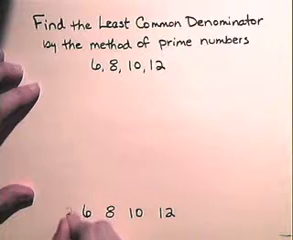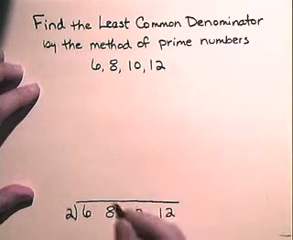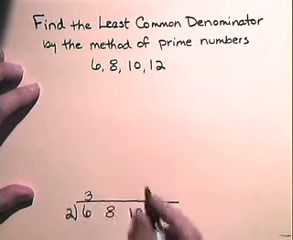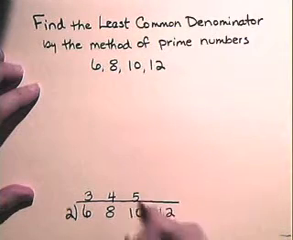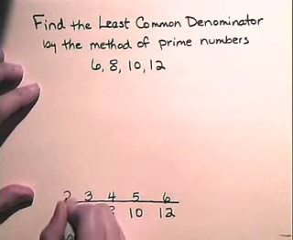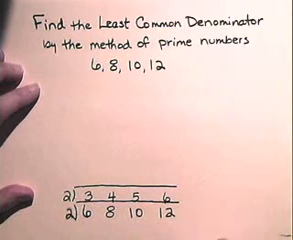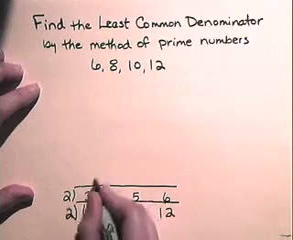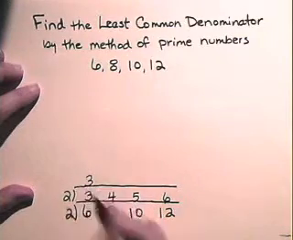So we will divide by 2. Two will go into 6 3 times, 2 goes into 8 4 times, 2 goes into 10 5 times, 2 goes into 12 6 times. We will divide again by 2 because some of these numbers are divisible by 2. If a number is not divisible by 2, we bring it up. So 3 is not divisible by 2, so we just bring the 3 up.